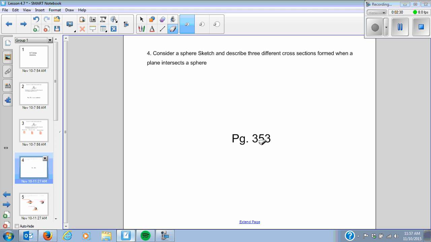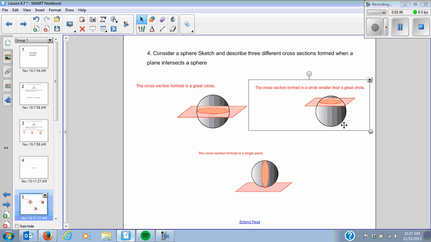All right, so now we're on page 353. Consider a sphere, sketch and describe 3 different cross sections. So if you want to take a minute, try that on your own. You can just sketch a sphere real quick and try to see if you can come up with some of those cross sections. Here are the 3 examples that we came up with.